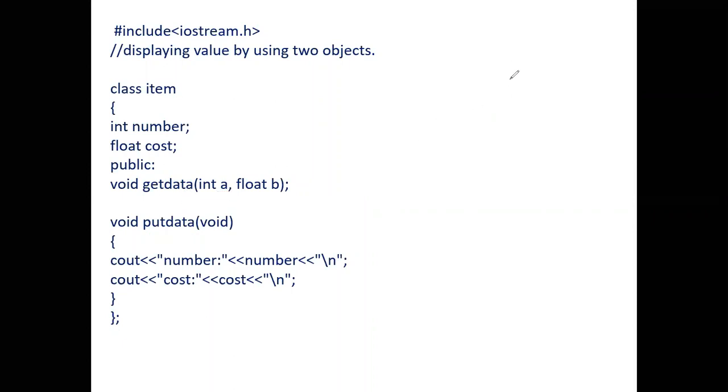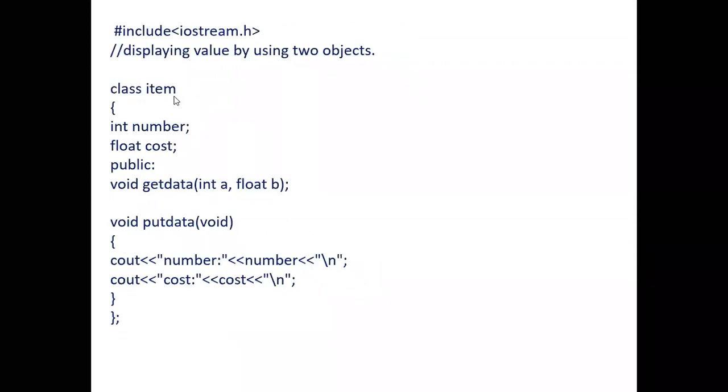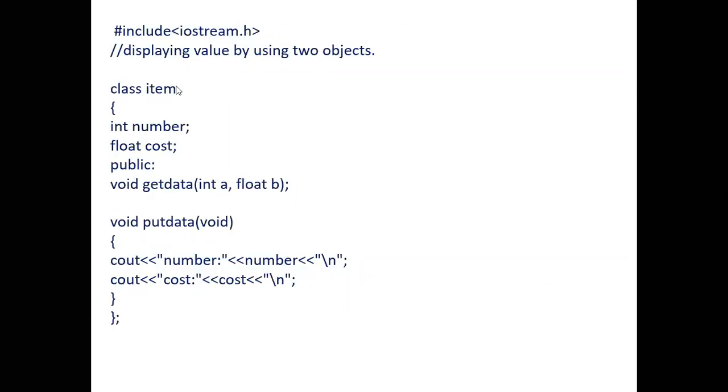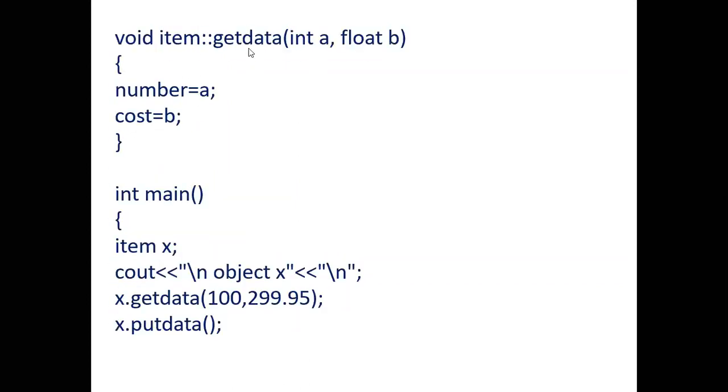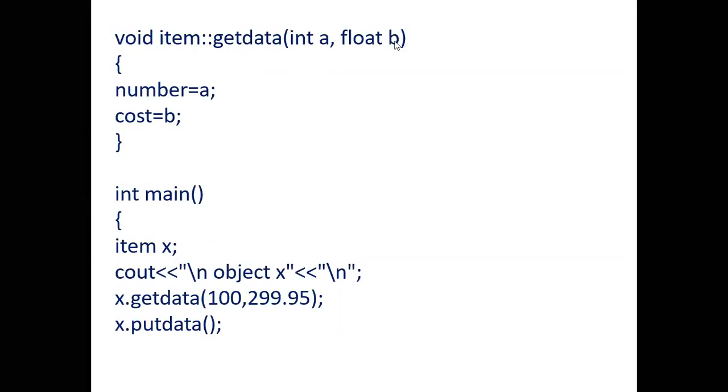Now let's see the description of get. As you can see, get data is the same as the last one. First the return type, then item. Why is this item? Because my class name is item. If the class name was a, it would be a. If the class name was b, it would be b. Get data is the name of the function, and we now have two parameters. The first one is for number, the second one is for float cost. So we are assigning these two values.